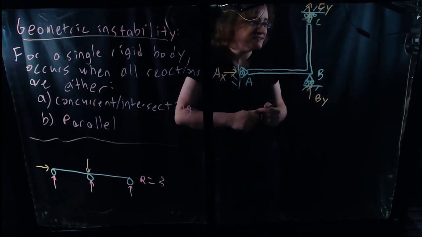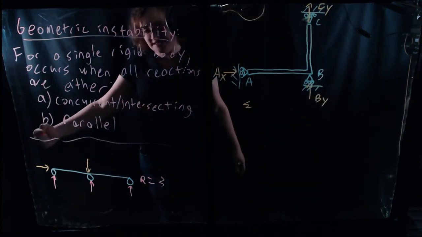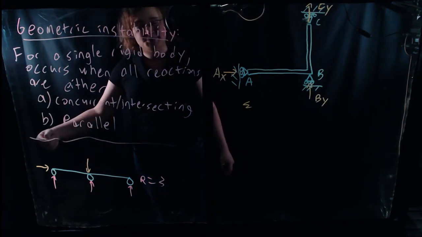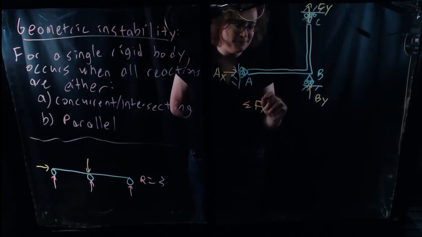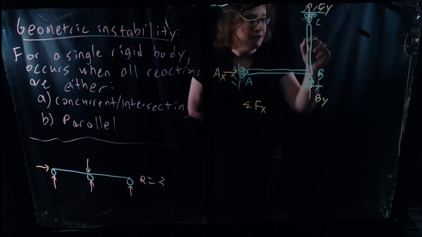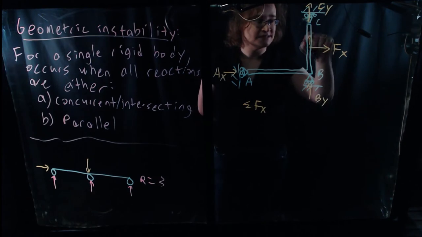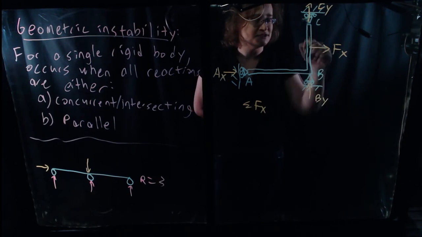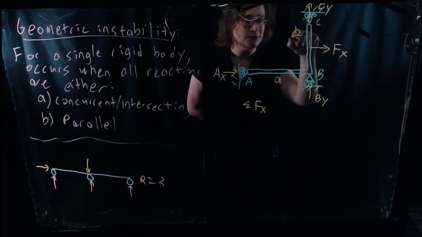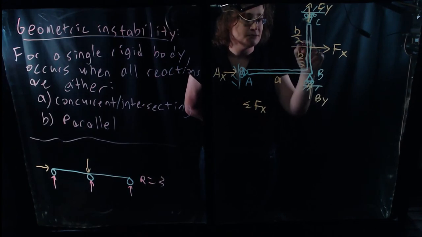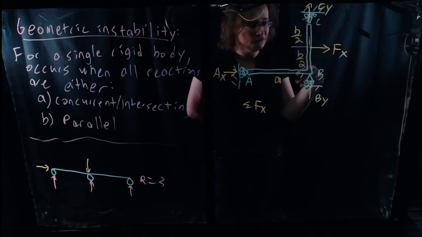Now, at first, this appears sort of stable, because it's not like this case, where it's pretty obvious that it's unstable. If I apply a horizontal force, there is absolutely nothing to resist that force. It's just going to keep on rolling. But here, let's say I apply a horizontal force, let's just say this is Fx, and I'll just look at the X force right now. Let's call these dimensions A, and then maybe I'll have B over 2 and B over 2. So it's halfway up, B over 2 from B to the applied horizontal force.